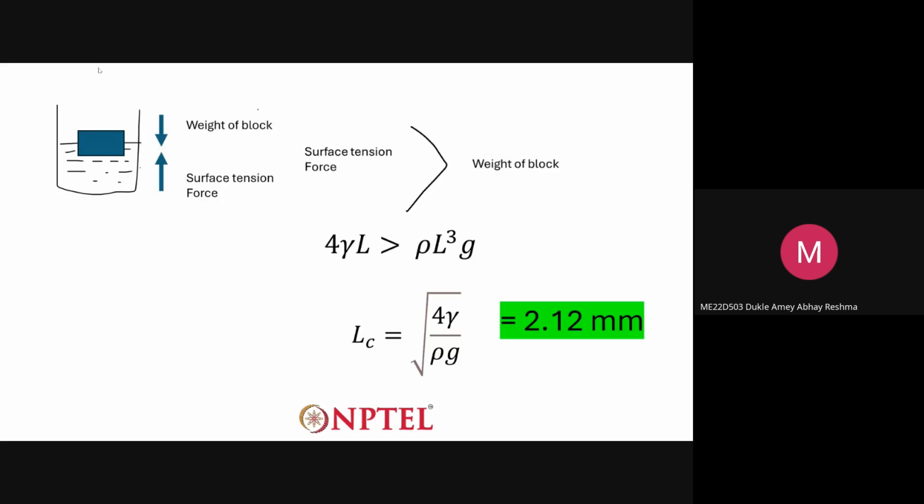So what we have to do is the surface tension force should be greater than the weight of the block, right? The surface tension force is given by 4 gamma L, and the weight of the block is volume into gravity, so rho into L cube into G. Then we get the equation for the critical length: 4 gamma upon rho G, that is equal to 2.12 millimeter.